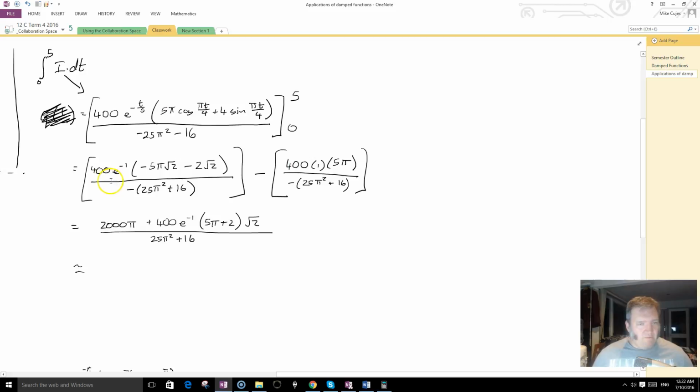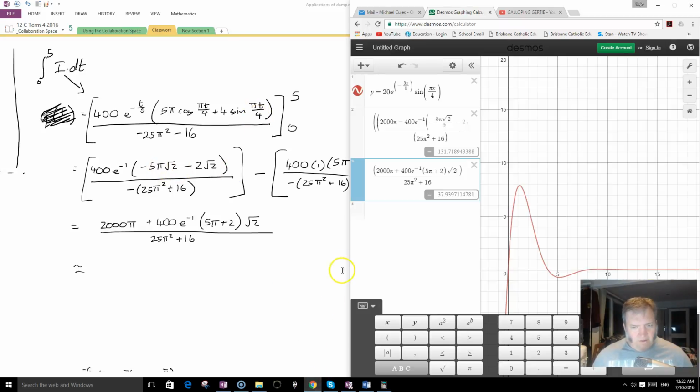Okay. What happened when I subbed in 5? I get e to the negative 1, 400 e to the negative 1, minus 5 pi root 2, minus 2 root 2. So if I take out negative root 2, I get 5 pi plus 2. Is that what I typed in? 2000 pi plus 400 e to the negative 1, 5 pi plus 2 root 2.